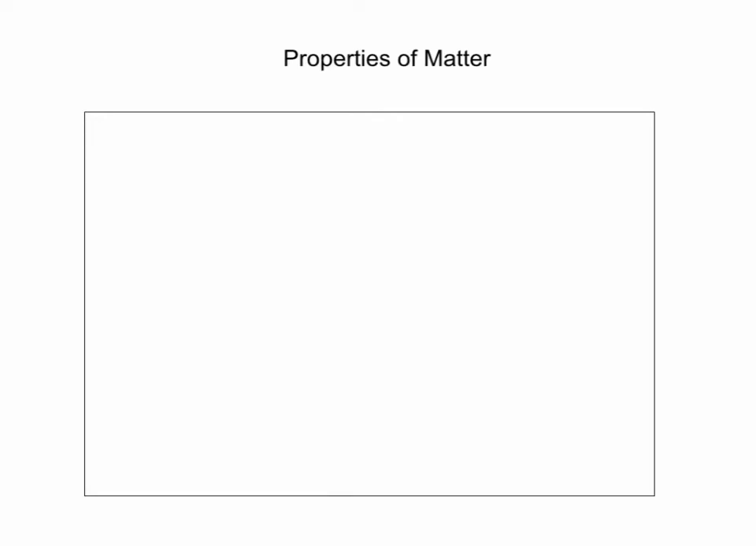Now that we've looked at the various types of matter, we have to look at how we can describe matter besides measuring it. And there's two major types of properties we can look at. The first type of property is the physical property.